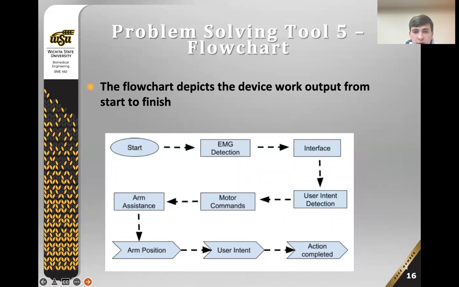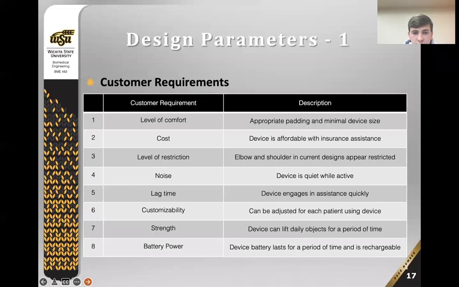The flow chart was developed during our brainstorming session to outline our device's work output from start to finish. This was done to verify that we were covering all the components important to the functioning of our device. As shown, we came up with 8 customer requirements, such as level of comfort, cost, and strength of device. Narrowing down their descriptions also took a little brainstorming session between a few of the group members, and they are provided here as well.